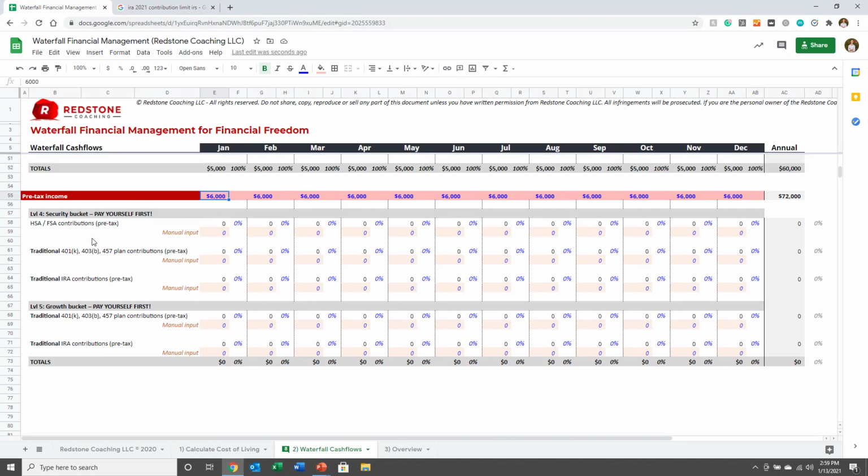Now, the reason this bottom section is here is because you'll want to decide, am I allocating money to a tax advantaged account? So this could be your traditional 401k if you have one. It could be a traditional IRA if you have one. Or it could be your HSA healthcare plan or your HSA savings account or your FSA account.